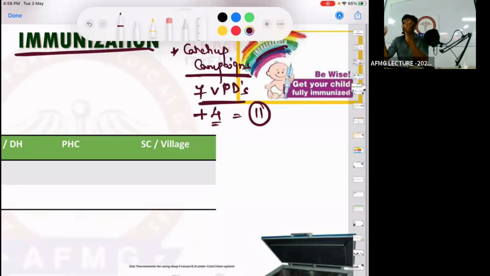No issues with this. So that is Mission Indradhanush, according to which catch-up campaigns have been launched for 11 vaccines, which would be given to the child to make them immunized throughout India. This was to be achieved by 2020. Still it is going on. But this program was a success.